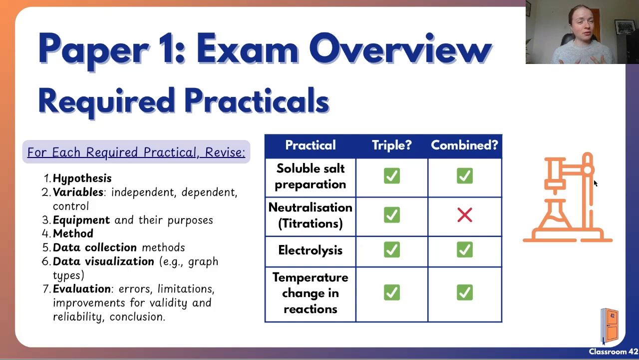So I would recommend for each required practical that you revise the hypothesis, the independent, dependent and control variables, the equipment and their purposes, the method, and you don't need to have the method word for word in your head, but as long as you know how to essentially get from A to B, how to get data which answers your hypothesis, that's what you need to be able to explain.